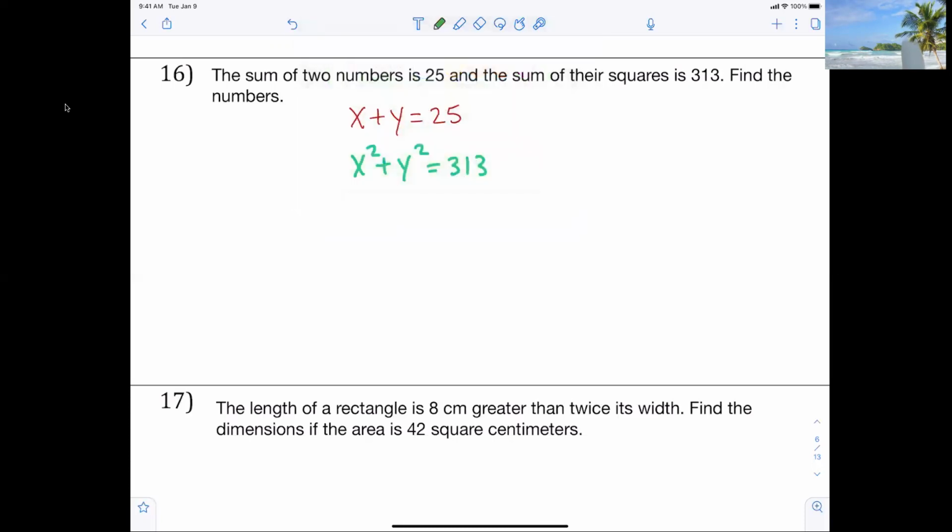Now, we have a little bit of a problem. It's a system of equations. We've already done something like this. So if you forgot, you can look back in your previous notes. We solved this for y. So when I solve that for y, what does y equal? Yes, y equals 25 minus x. And then what do I do with this 25 minus x? You plug it in for y. This is homework. Finish this up for homework, number 16.